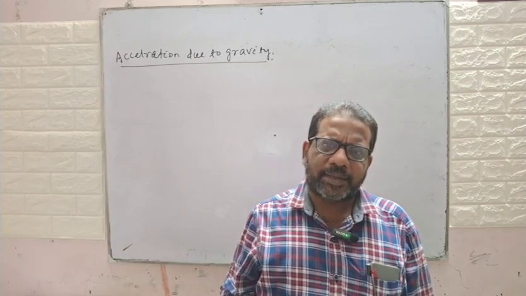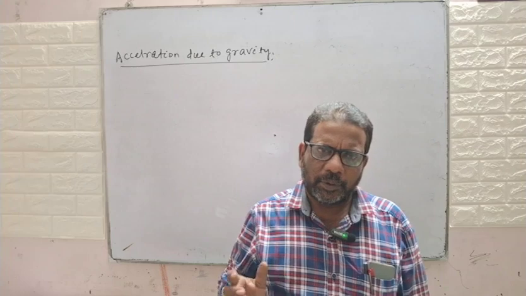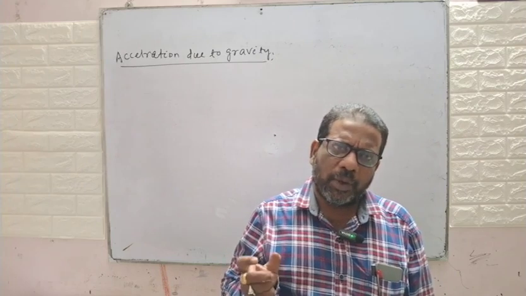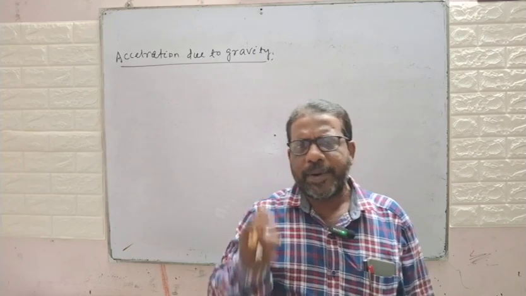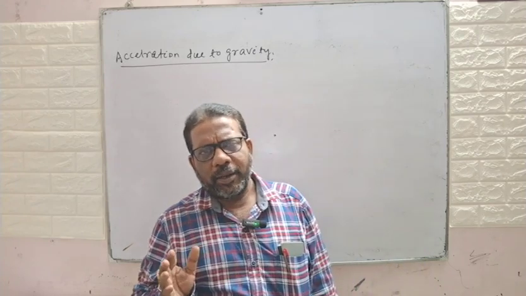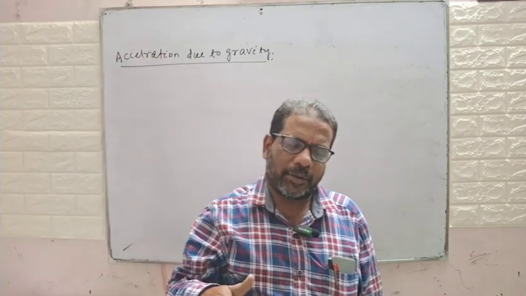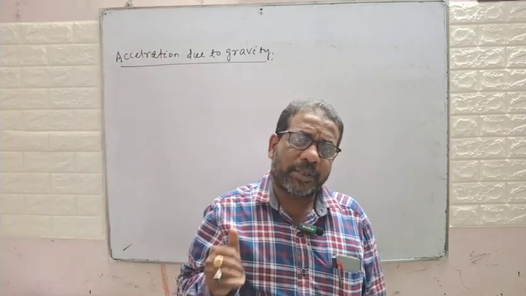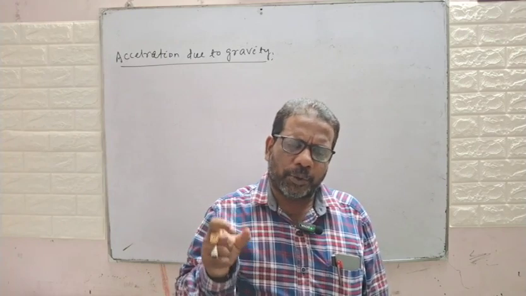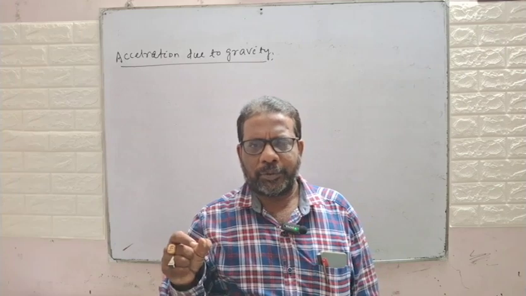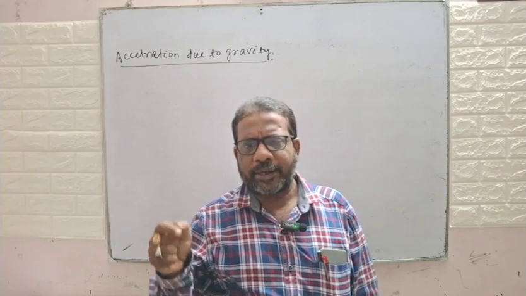What is acceleration due to gravity? We know that when we throw a body upward, the body goes up to a certain height, then it comes back. Why does the body come back? It is due to the Earth's gravitational pull. So it comes back.